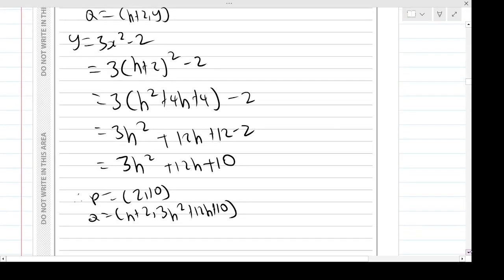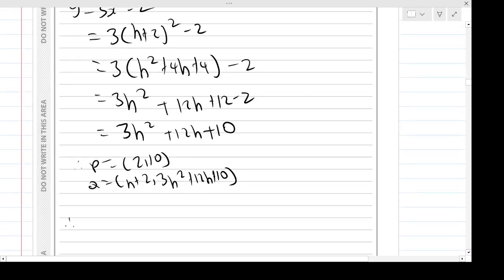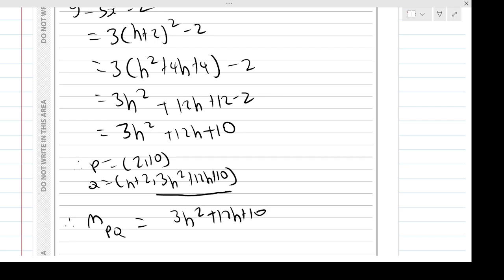So therefore, the gradient PQ, M of PQ, is changing y over changing x. So y at Q is 3h squared, add 12h, add 10. Take away the y at P, which is 10. Then changing x: that's h plus 2 for Q, take away 2 for P.